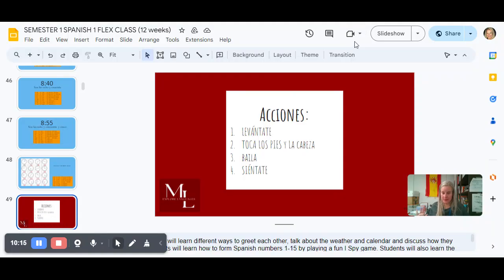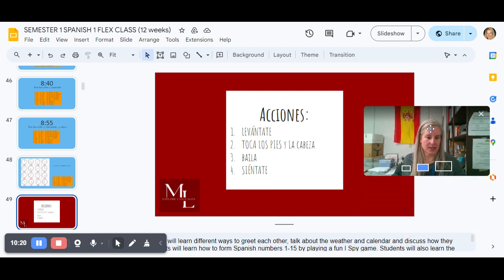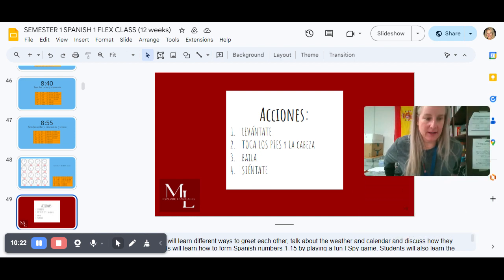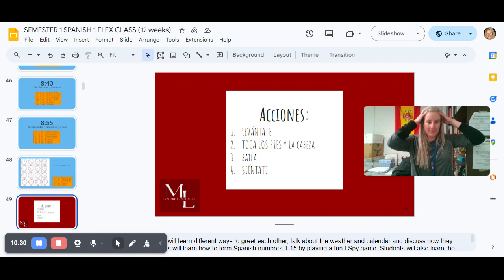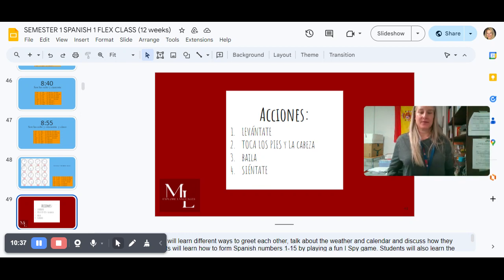Okay, so time for our actions, our acciones. For some reason, when I'm in presentation, my camera doesn't work, so I have to come out of presentation so we can do our acciones together. All right, levántate, levántate. First one, toca la cabeza. Toca la cabeza. Toca los pies. Do you remember what pies are? Los pies. Your feet. And then our new one is baila. Baila is dance. Baila. Y siéntate. Siéntate. Okay, perfect.